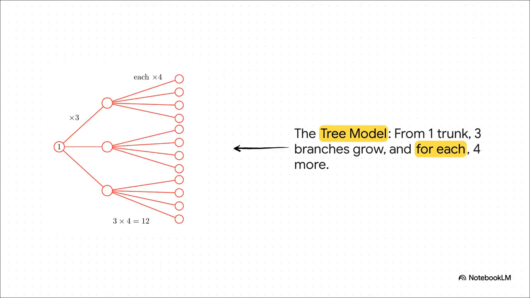And then there's this one, the tree model. It shows multiplication as a series of branching choices. You start with one trunk, it splits into 3 branches. Then, for each of those 3 branches, you get 4 more little branches. That little phrase, for each, is a massive signal that you're dealing with multiplication. Think about it. How many outfits can you make? For each shirt, you have so many pairs of pants. That's this model in action.